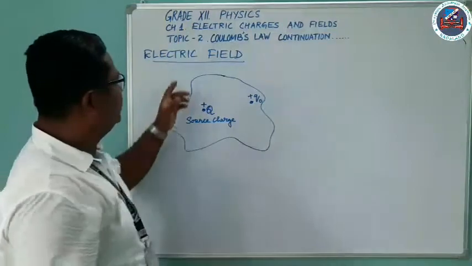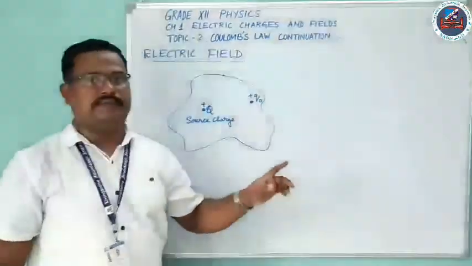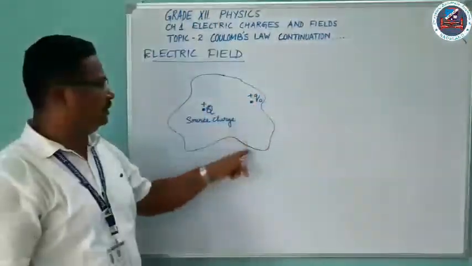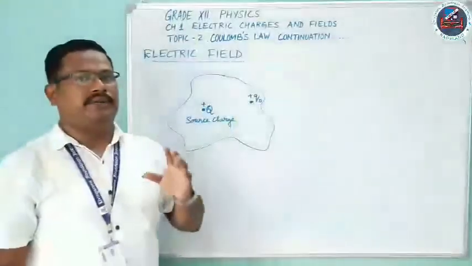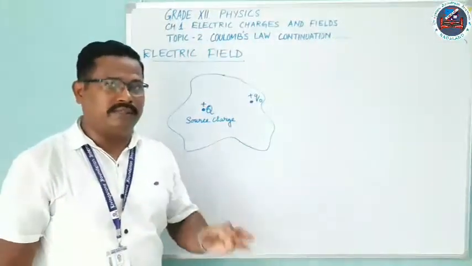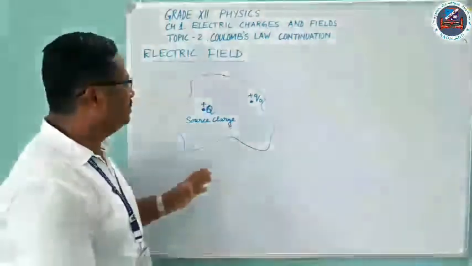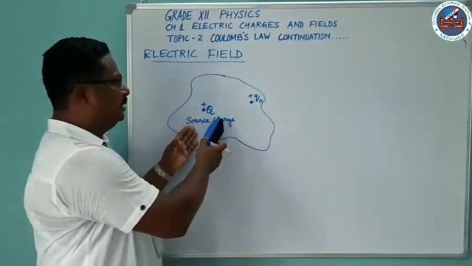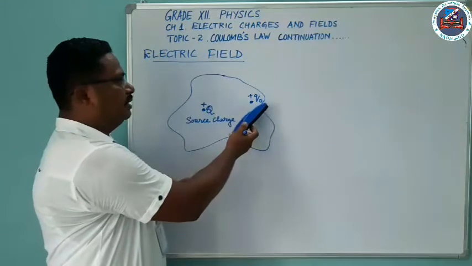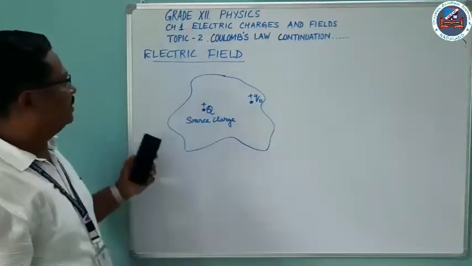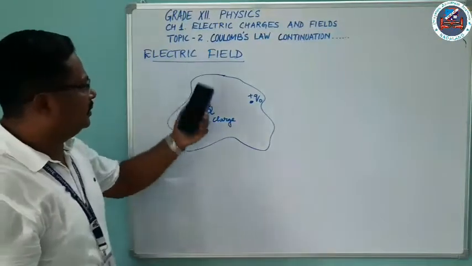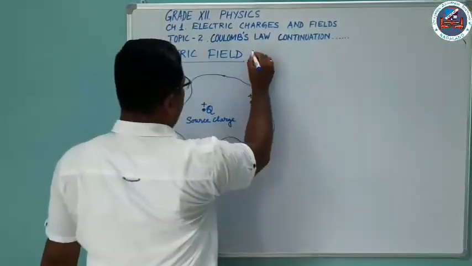So we define it like this: an electric field is a region or space around which an electric effect can be felt. Here the field is because of the source charge, and the effect is felt on the test charge Q naught. And the next term we will have to know is electric field intensity.